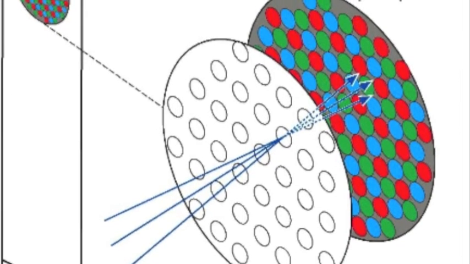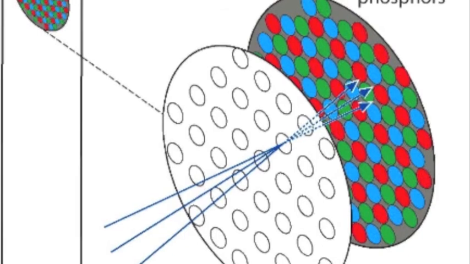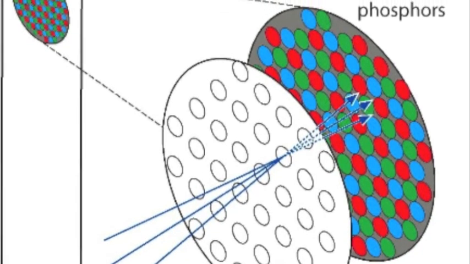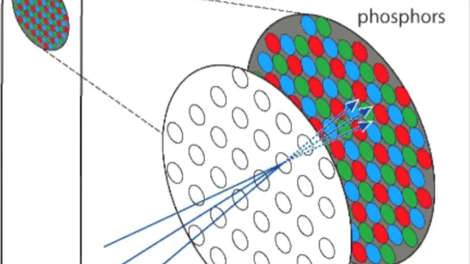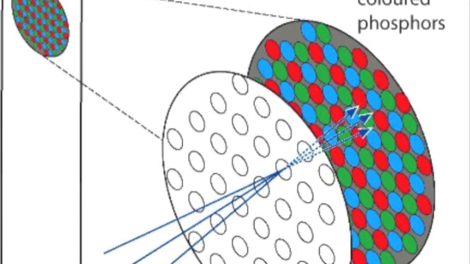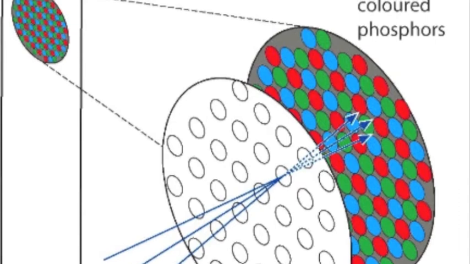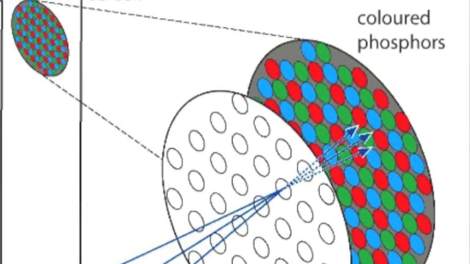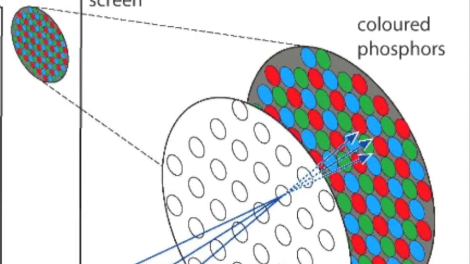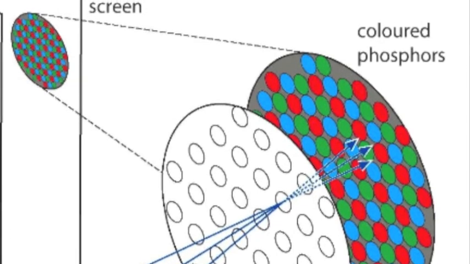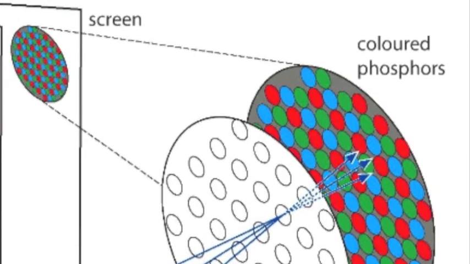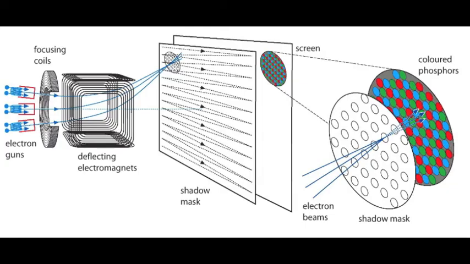Before the electron beams hit the phosphors, they pass through a shadow mask. The shadow mask ensures that each electron gun only hits one color type of phosphor. The mixture of light from neighboring dots gives the illusion of different colors of different intensities. For example, if mostly red phosphors are hit, we see red light. If equal amounts of red and green phosphors are hit, we see yellow.